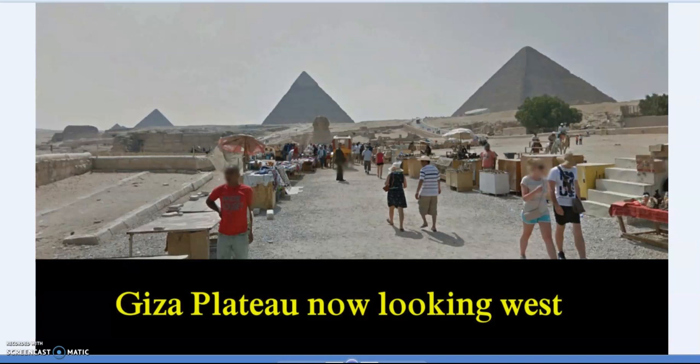So now we're at the Giza Plateau. We're looking west towards where the sun would set, and this is what we have now. So we have the Causeway's tomb / pyramid, the Menkaure pyramid, the Khafre pyramid. In front we have the Sphinx, and we have the Great Pyramid.